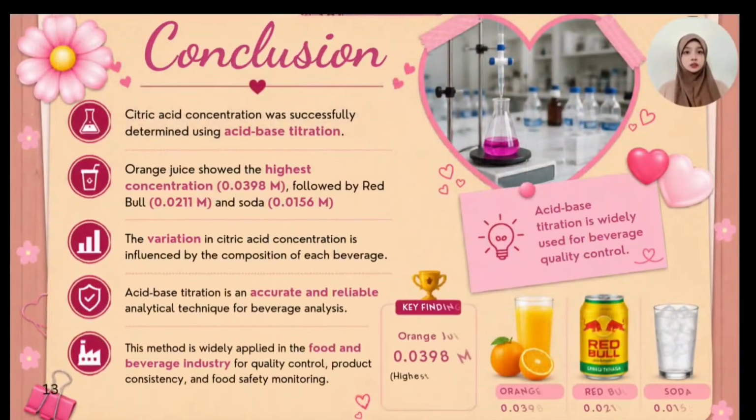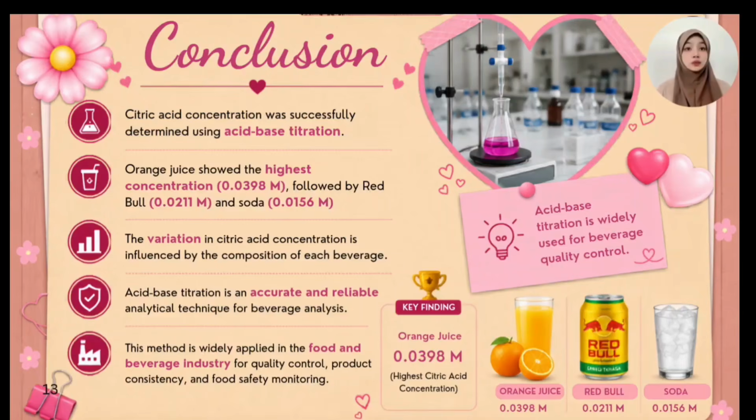In conclusion, the concentration of citric acid in different beverages was successfully determined using the acid-base titration method. Based on our results, orange juice reported the highest citric acid concentration, which was 0.098 molarity. This was followed by Red Bull with a concentration of 0.0211 molarity, and soda with the lowest concentration of 0.0156 molarity. The differences in citric acid concentration are influenced by the composition and formulation of each beverage.